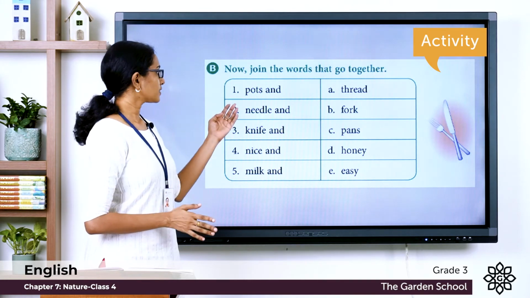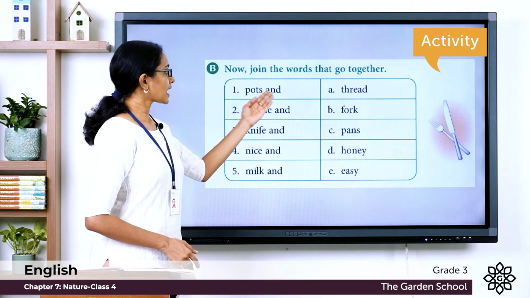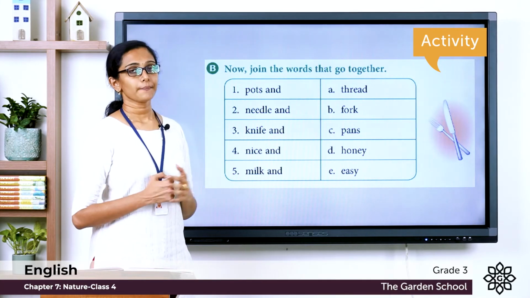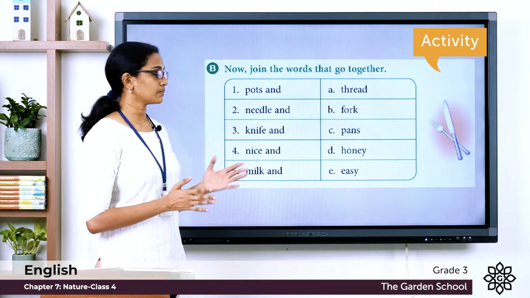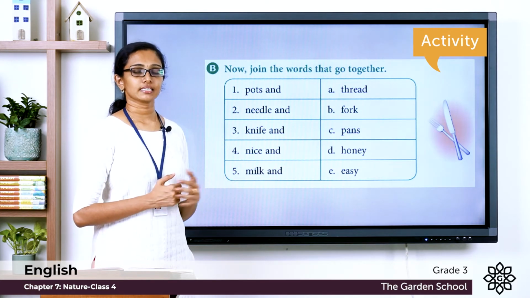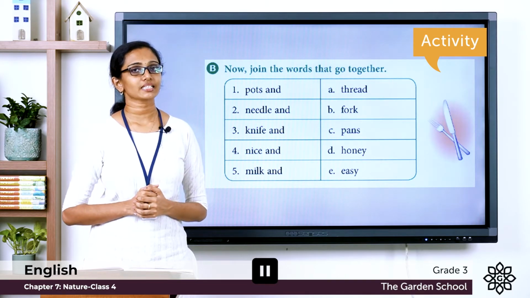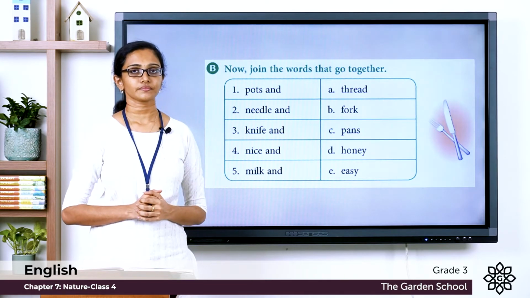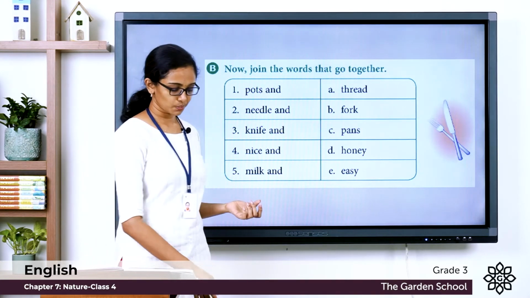For example, the first one, pots and. Here we have pans. So pots and pans. They are pair words. So similarly, find out the correct matches from the table and complete the exercise. You do this as an activity now. Please pause this video, finish the activity and come back. Hope you are done with that exercise. Now let's discuss each question one by one.